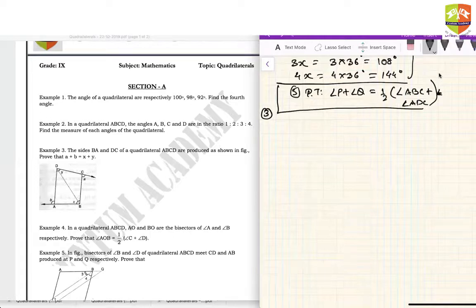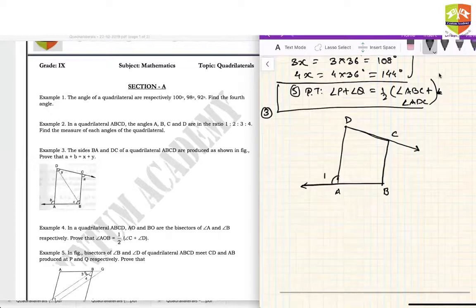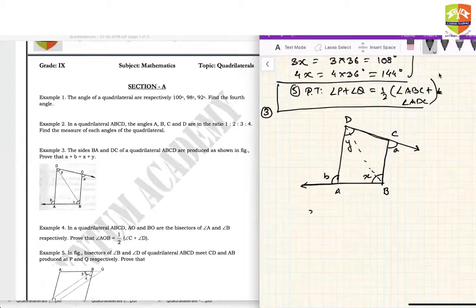It says there is a quadrilateral. So this is the quadrilateral. I'm drawing the figure. Okay. So now what is given? It's given, these are the points A, B, C, and D. And it's given that DC is produced. So, okay. And BA is also produced. You have to prove that A plus B. So this angle happens to be B. This happens to be A. And join them. This whole happens to be Y. And this whole happens to be X. So you have to prove what? You have to prove that A plus B is equal to X plus Y.